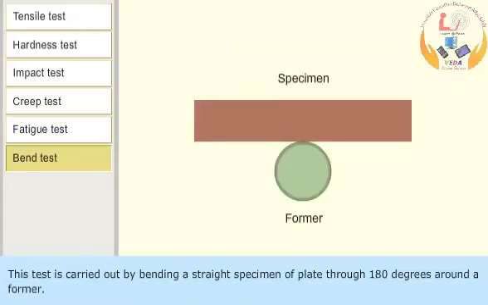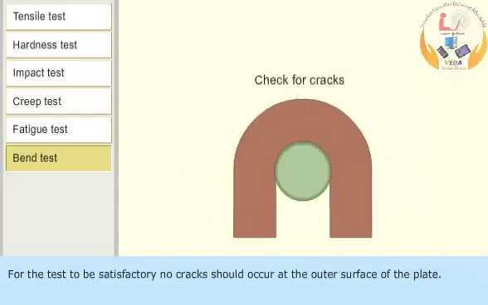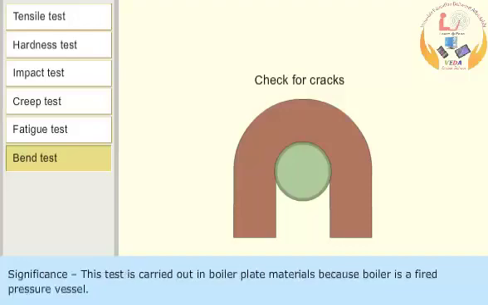This test is carried out by bending a straight specimen of plate through 180 degrees around a former. For the test to be satisfactory, no cracks should occur at the outer surface of the plate. Significance of this test is that it is carried out in boiler plate materials, because a boiler is a fired pressure vessel.